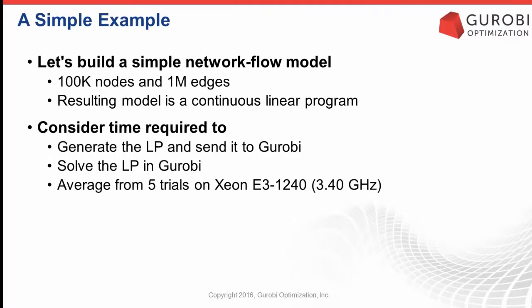So let's take a look at a simple example. Here we're going to consider a simple network flow model that has approximately 100,000 nodes and 1 million edges, or think of it as 100,000 constraints and 1 million variables. Now, this is a continuous linear program. It's not an integer program, so this is a relatively easy model to solve. And we're going to consider the time required to generate the linear program and send it to Gurobi to solve, and then solve the linear program in Gurobi. So we'll break down those two times, the generation time versus the solve time. And we ran these tests as an average of 5 different trials. So in all the different tests, you'll see the average results of 5 trials that were run on a fairly modern computer with a Xeon processor.